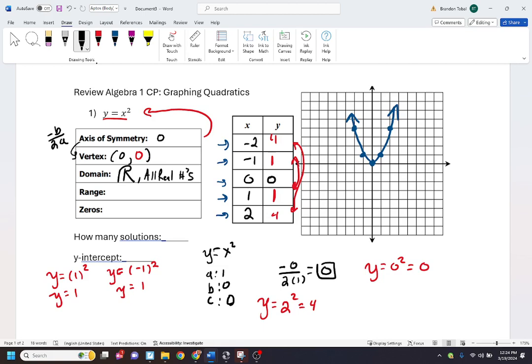Yes. That should be a free point on your test. Your range is going to work like this. Because you're going upwards, it's going to be y is greater than or equal to. If it was downwards, it would be less than or equal to. But because it's upwards, it's greater than or equal to. And it's going to be the y value of the vertex. So in this case, it's 0. It's always the y value of the vertex.